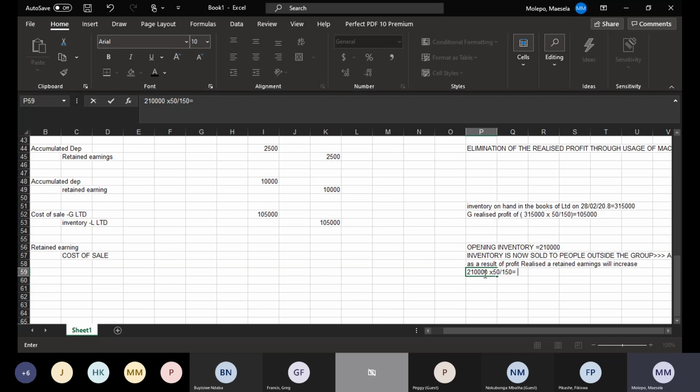Now the profit realized will be the 210 times 50 divided by 150, which would give us the 70,000. So now the 70,000 will come here. Our retained earnings was increased by 70,000, but because now we are eliminating it, we have to debit our retained earnings by the amount of 70,000, which is the one which was increased by the profit made by L Limited when he was selling the inventory to people outside the group. And then the cost of sale incurred by L Limited will now be eliminated by the 70,000. Is there anyone who has a question so far?